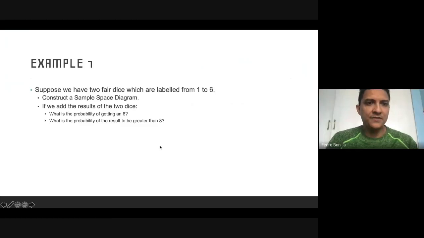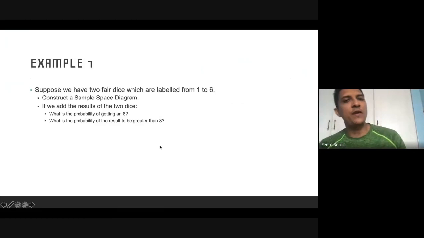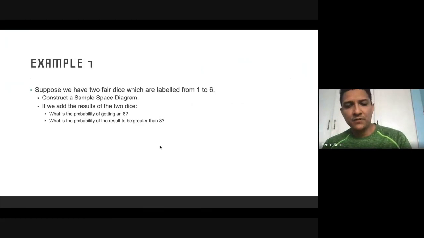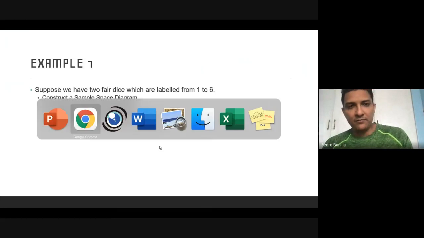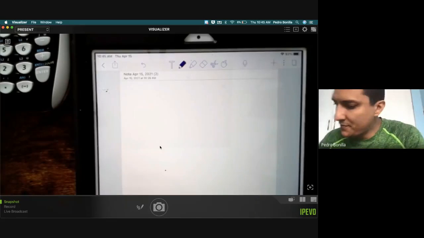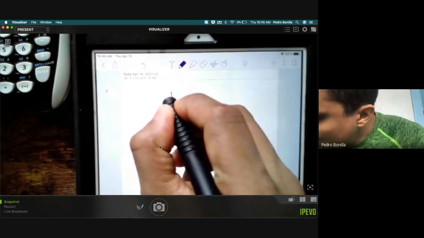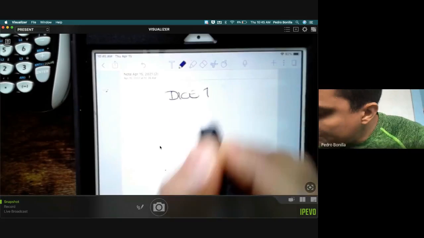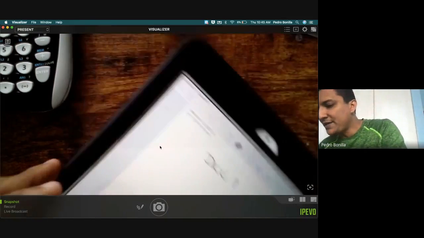So here it is. First example, it says, suppose that we have two fair dice which are labeled from 1 to 6. Okay, construct a sample space diagram. So that is what I'm going to do first. So when I construct a sample space diagram, notice that the context of this is two dice.